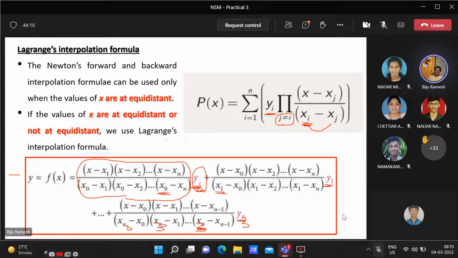So code is very easy for Lagrange's. Everybody finishes Lagrange's code in 5 minutes. You have to just write this in Scilab, that's all. So yi is outside and this product is inside. And also you see a condition, j is not equal to i. You have to add this if structure inside the for loop. If you don't add it, the denominator will be 0, which is not allowed, and you will get a divide by 0 error.